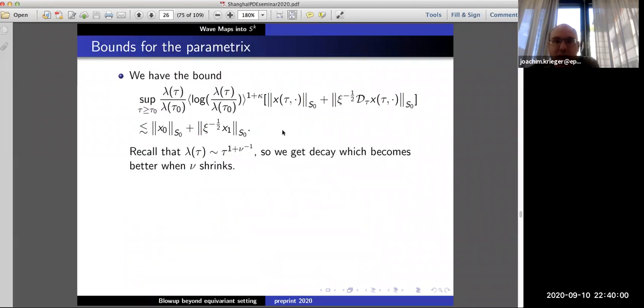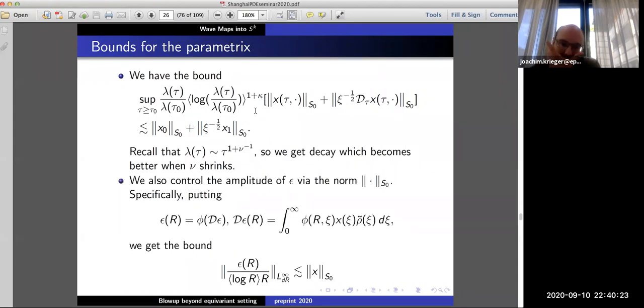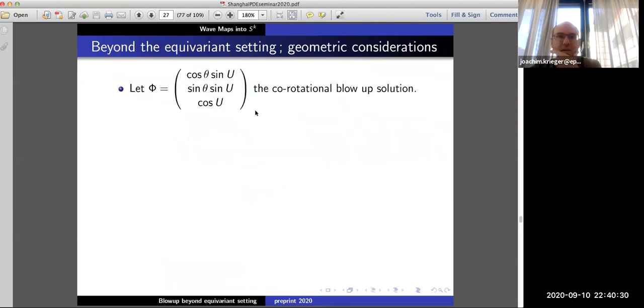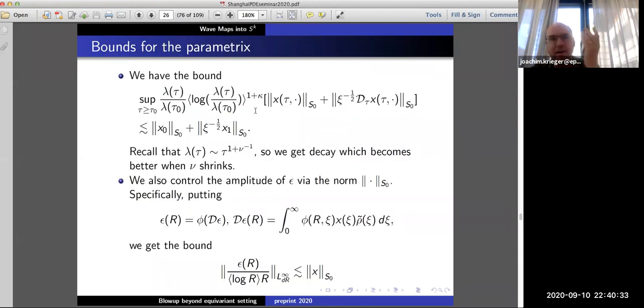And then if you apply the wave parametrix that I wrote, you get these types of bounds. And remember, lambda of tau is like tau to the 1 plus nu minus 1. So these factors that come out here give very rapid decay of these norms with respect to time. This is what helps you to control it. You get this decay kind of for free, just from the scaling. Similarly, you have to make sure that you control epsilon in terms of these norms, so you need these Sobolev type estimates here. But this is the spirit of the co-rotational case.